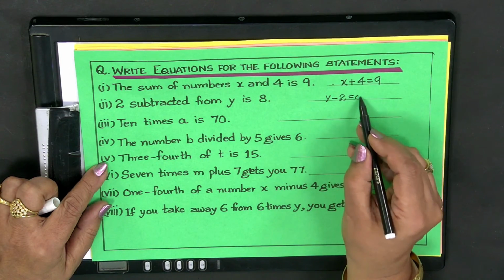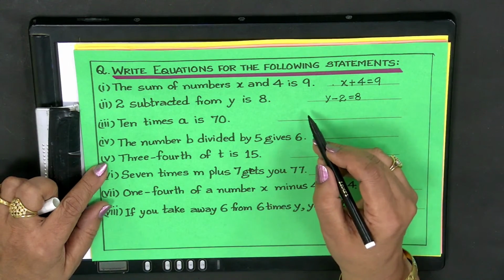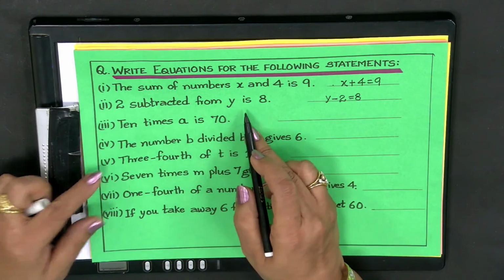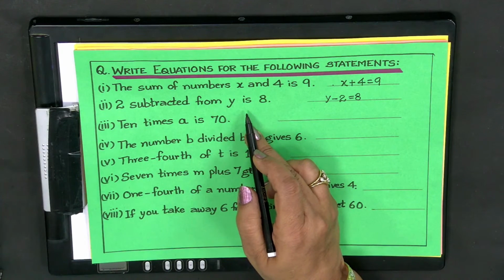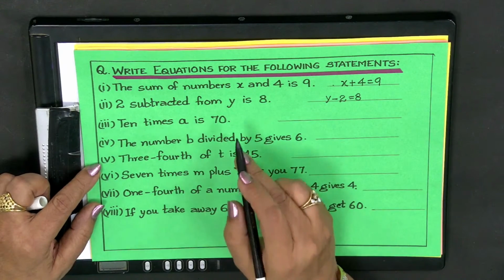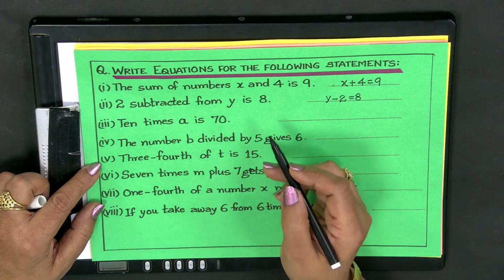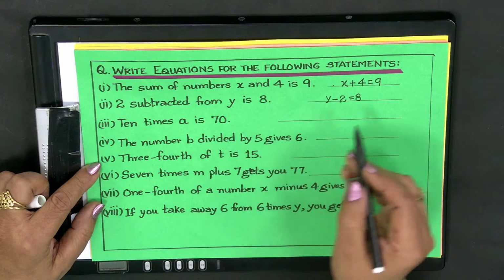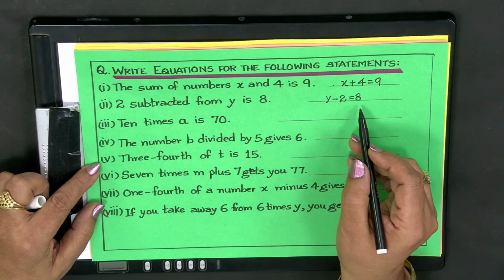Very nice. Here Simran, you know what mistake children do in the class? 2 subtracted from Y, they will write 2 minus Y. They go wrong here. Yeah, but we know that Y is a bigger number here. Yes. 2 subtracted from Y. From where we are subtracting? From Y. Yes. So I should write Y minus 2 is equal to 8. Yes. You are again correct.